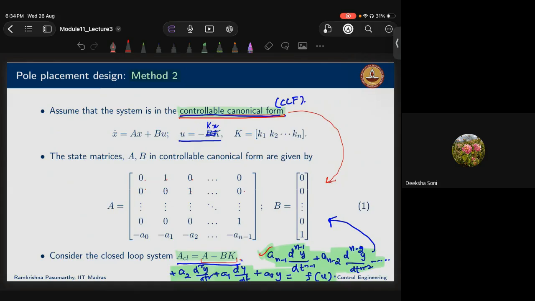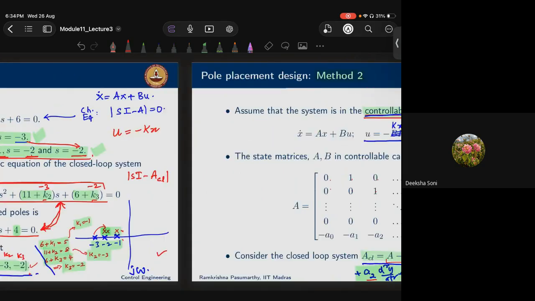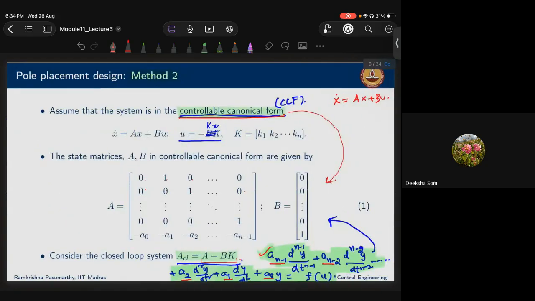This equation you want to convert to x dot equals Ax plus Bu. That means you want to find what the A matrix is and what the B matrix is. In this controllable canonical form, just by looking at these coefficients, you can write your A and B matrices. You can check clearly where you are placing those coefficients. Am I correct? So this is called the controllable canonical form. Is it clear?